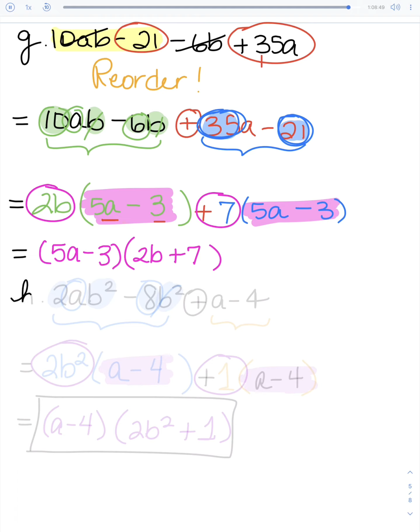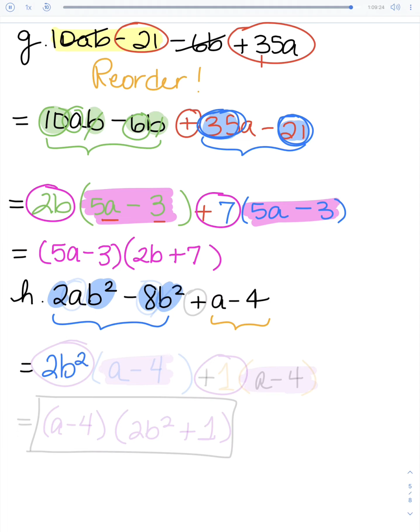Next, let's take a look at problem H. In problem H, we've got 2ab squared minus 8b squared plus a minus 4. Again, let's split this up into the first two terms and the second two terms. Let's see, what do the first two terms have in common? Well, they have a 2 and an 8, which are both divisible by 2. And they both also have a b squared, which means they both have two b's that I can factor out.